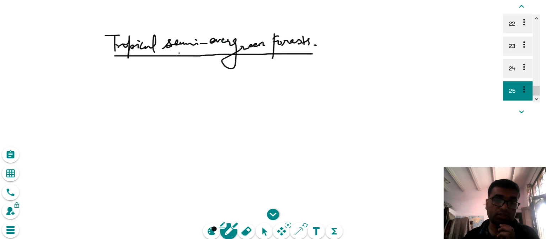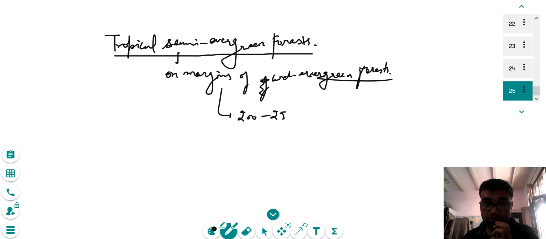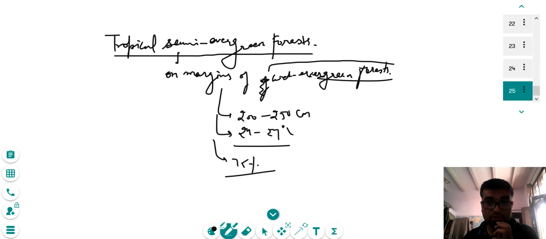The semi-evergreen forests are found on the margins of wet evergreen forest, where rainfall varies between 200 to 250 centimeter. Temperature is again 24-27 degrees centigrade, and humidity is around 75%. Right. So semi-evergreen forests are on the margins of wet evergreen forest.